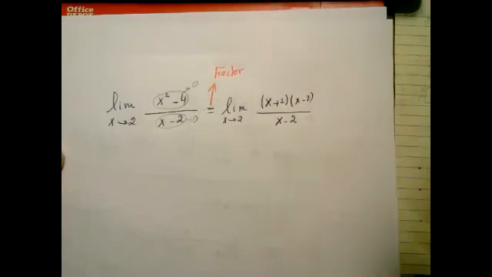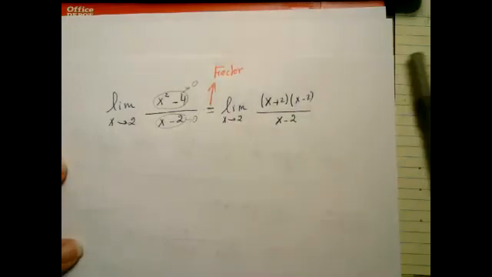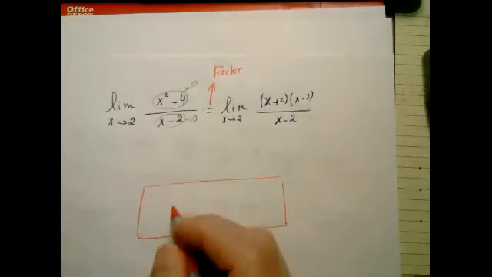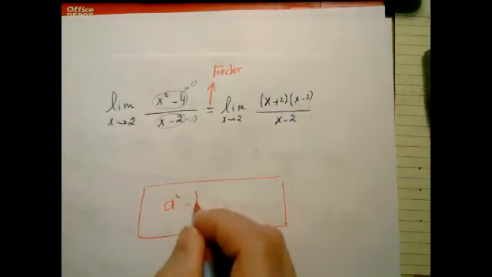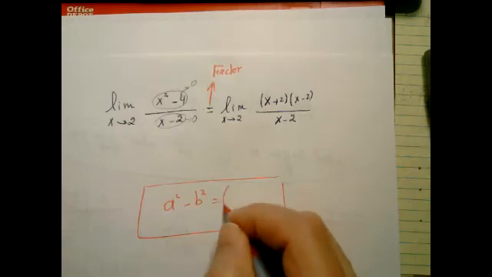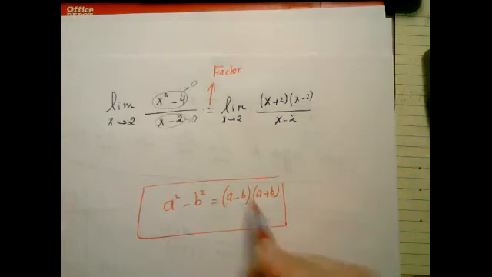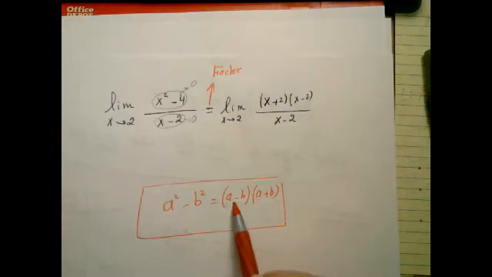I want you all to know that totally by heart. Usually if you have a squared minus b squared, it's a minus b times a plus b. Because if you distribute, you get a squared plus ab minus ab, which cancel out, minus b squared. And we're going to use this factorization a lot.